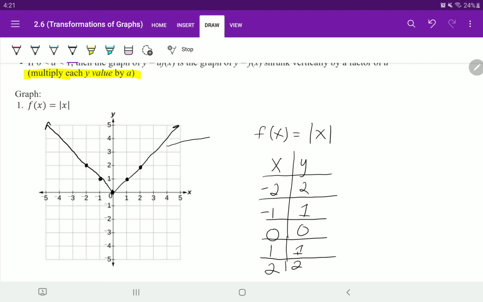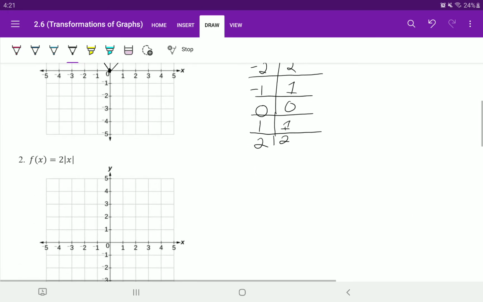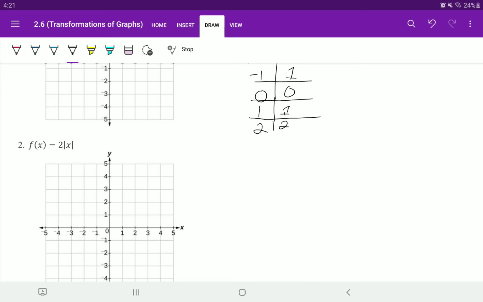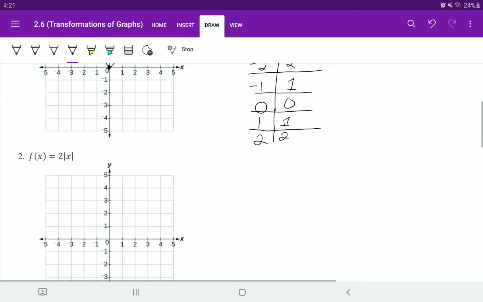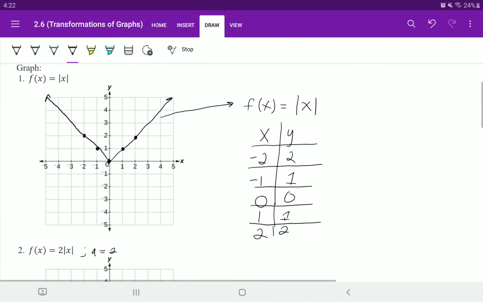And that is f of x equals the absolute value of x. Now, in this case, we have f of x equals 2 times the absolute value of x. So we can say that a equals 2. And if you notice, the 2 is being multiplied to the function, which follows this rule. If there is a number being multiplied to the outside of the function, you're going to stretch that function by a factor of a. Basically, you're going to multiply each y coordinate by a.